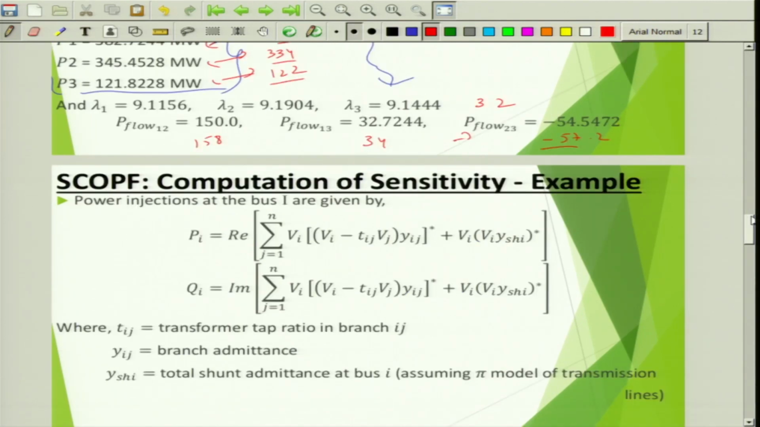Now let us discuss further with respect to SCOPF, security constrained optimal power flow, considering computation of sensitivity. You see power injections at bus number i are given by, so this is a generalized expression, active power flow and reactive power flow, that is the real part of the apparent power, which is nothing but V into I conjugate basically, right. So that is what we are trying to do, we are splitting it. So this is with respect to bus number i.